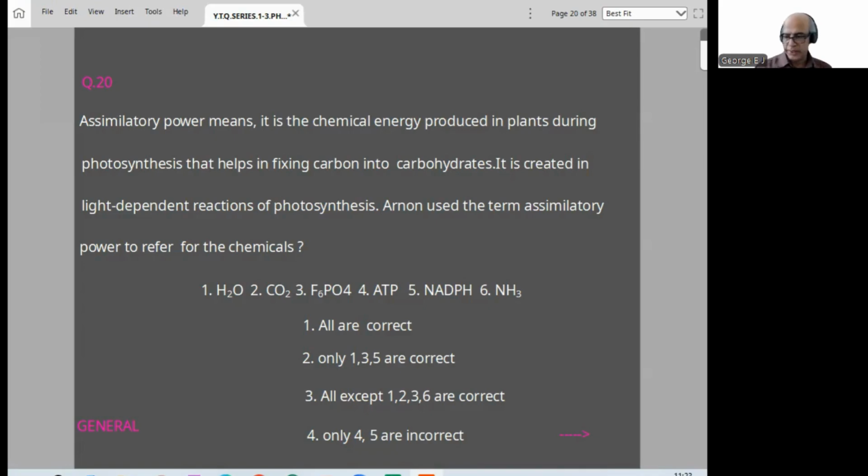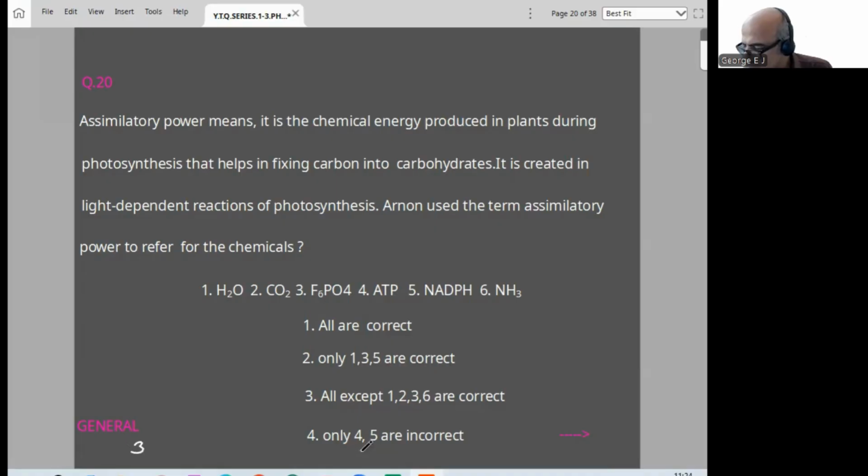NCERT-wise, they mention only 2 chemicals. So I put the options in a peculiar manner where many will be confused. Answer-wise, it should be 4 and 5, ATP and NADPH. So 1 is wrong, 2 is wrong. The third option is 'all except 1, 2, 3, 6'. So what numbers remain? 4, 5. So the option should be 3.